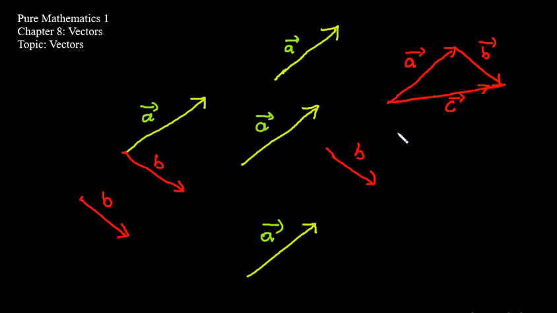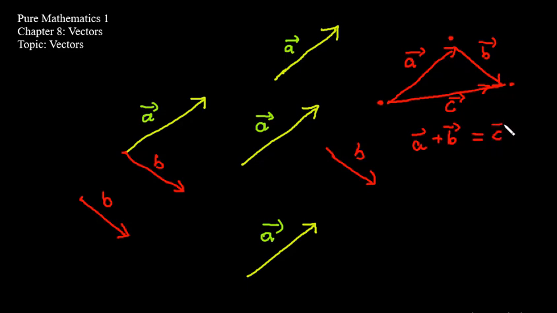You can see that I move from the beginning of vector A to the end of vector A, which is also the beginning of vector B, and I move to the end of vector B. So the total movement, the total displacement of A and B, will be equal to the displacement of C, because it's just moving from the beginning of A to the end of B. So we have vector A plus vector B equal to vector C.